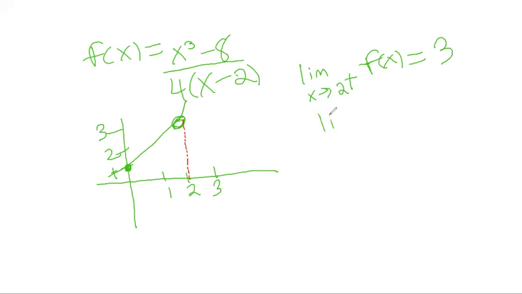And now, let's look at the left-hand side. Limit as x approaches 2 from the left. Approaching 2 from the left is here. So let me pick a different color, such as orange. Approaching 2 from the left is here. We go up, and bam, it hits 3.